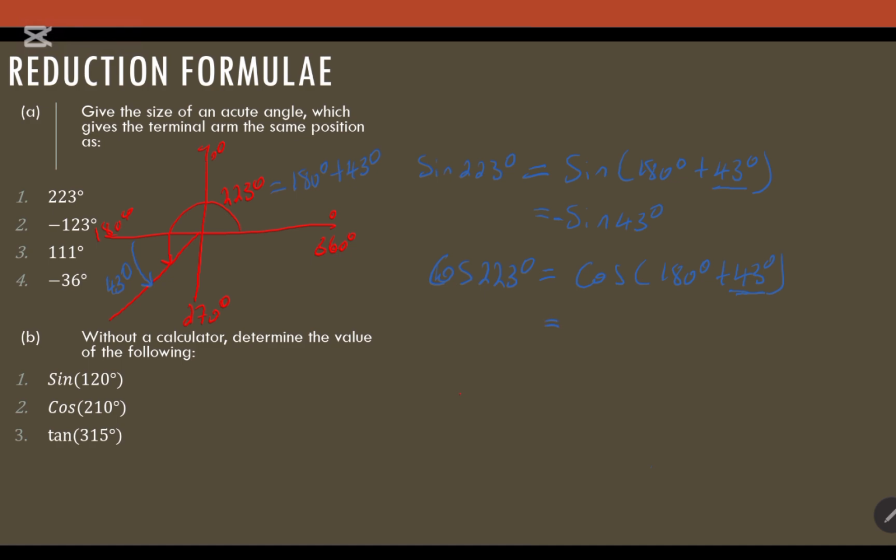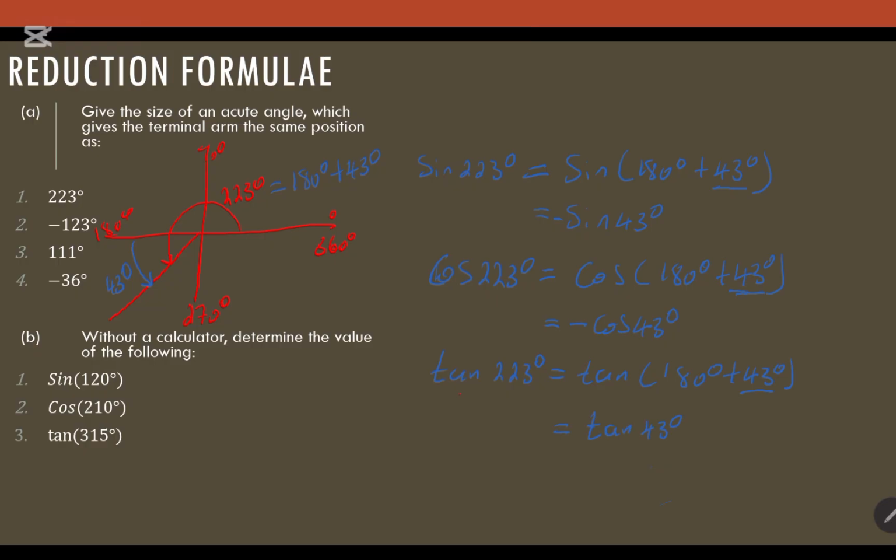Therefore, in the third quadrant, we know that only tan is positive. Therefore, this will be negative cos 43 degrees. So cos of 223 degrees is the same as negative cos 43 degrees. Lastly, let's look at tan of 223 degrees. This will also be tan of 180 degrees plus 43 degrees. Now our acute angle is 43. Since we are in the third quadrant, tan is positive, so this will be positive tan 43 degrees.